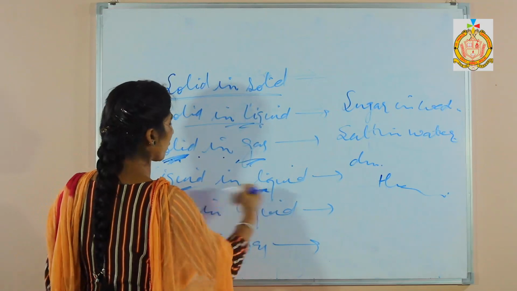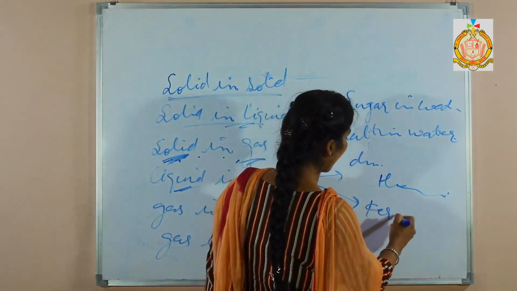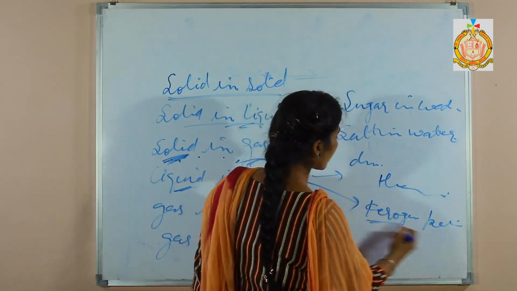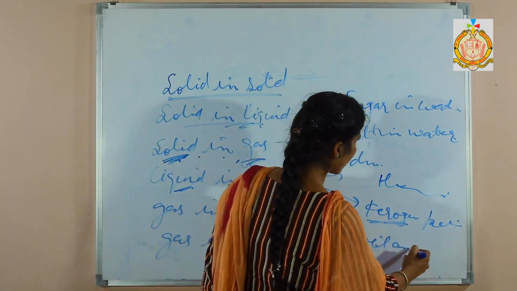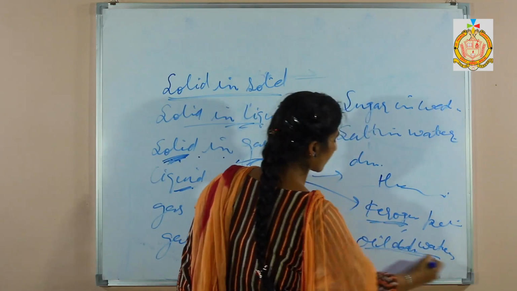Now liquid in liquid. Liquid in liquid examples are kerosene in petrol. This is a homogeneous mixture of liquid in liquid. Then oil in water is a heterogeneous mixture.